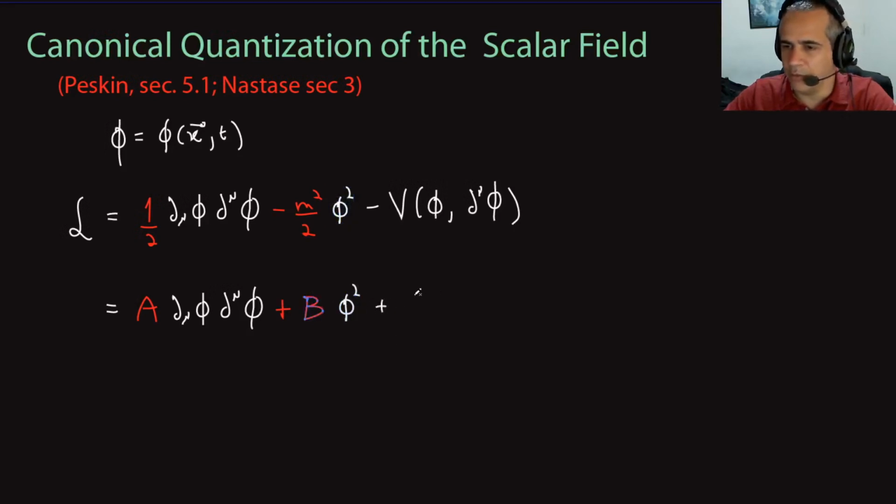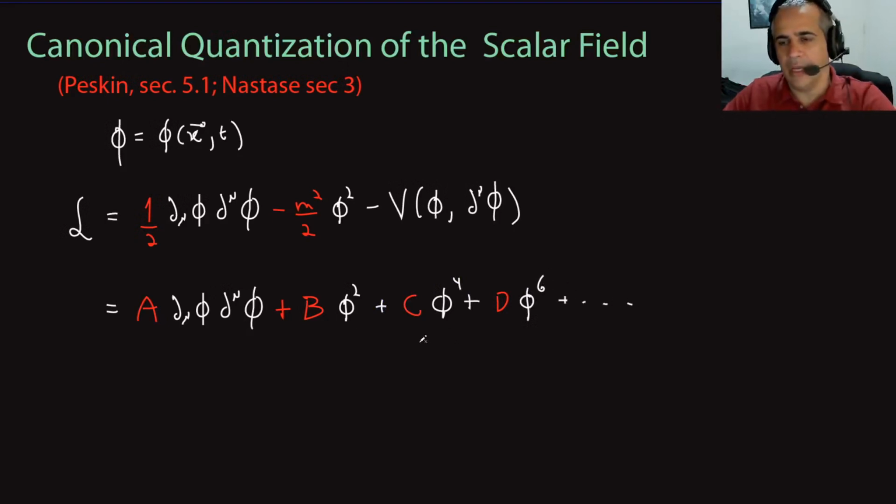And so on, right? C phi to the 4th, d, right? Phi to the 6th, and you go, and right? And these parameters, they're not set by symmetry. The Lorentz invariance is here. I'm assuming these are just numbers, right? And eventually, I'll have to define observables for this theory.